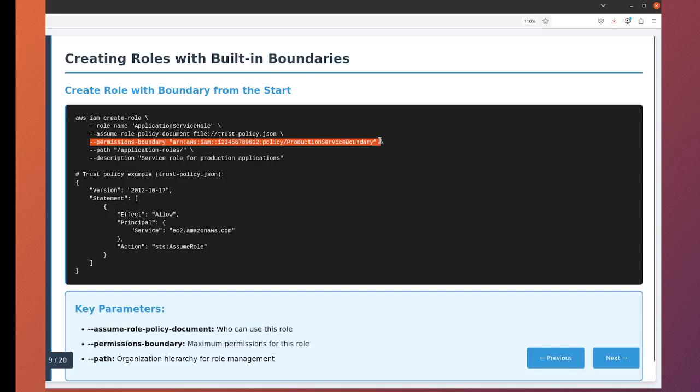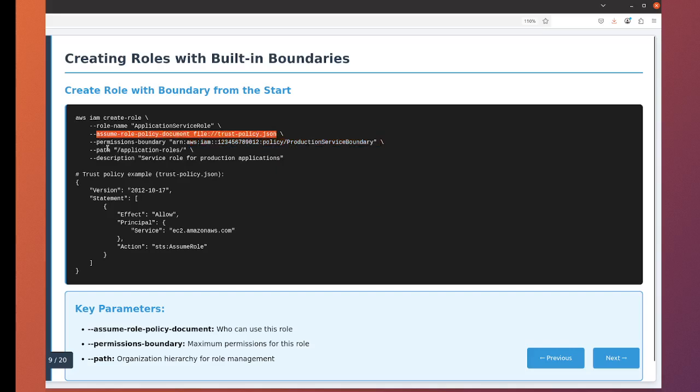The assume role policy document defines who can assume this role. In this example, we are allowing EC2 instances to assume it, which is common for application roles. The trust policy is separate from the boundary. The boundary controls what the role can do, while the trust policy controls who can assume the role.